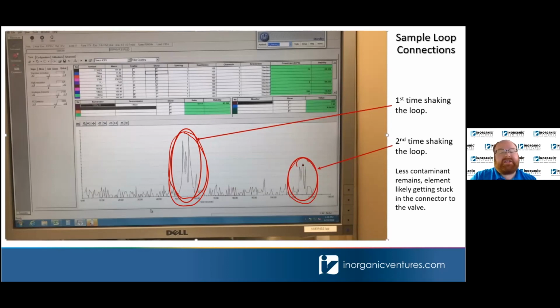And we think that actually gets stuck in the connector that goes to the valve system. So your sample loop has connections on it, might have a little bit of dead space. Elements can get stuck behind there as well. So you got to make sure they're tight, but there might be slight corners that they go through and they might collect over time. So shaking it might help you get a cleaner system faster.